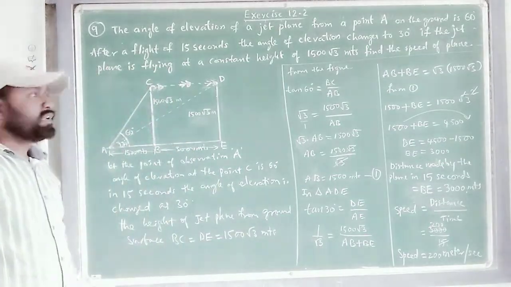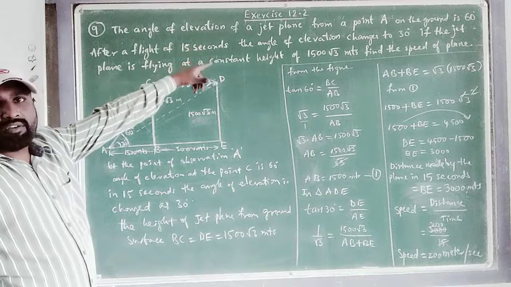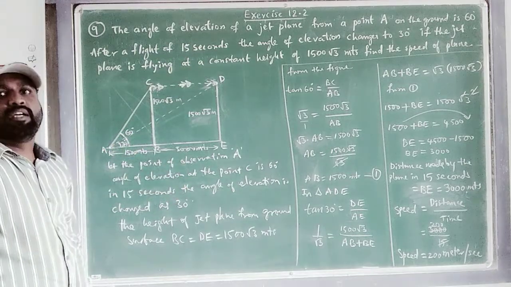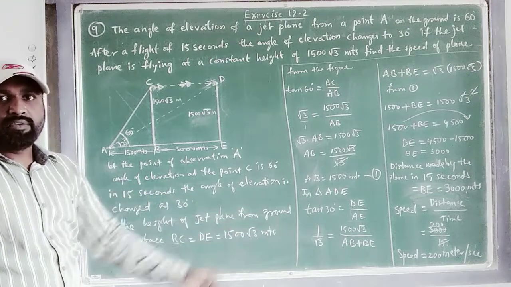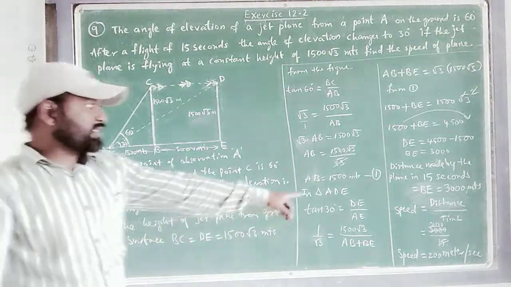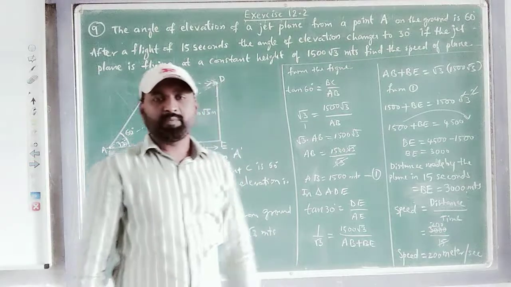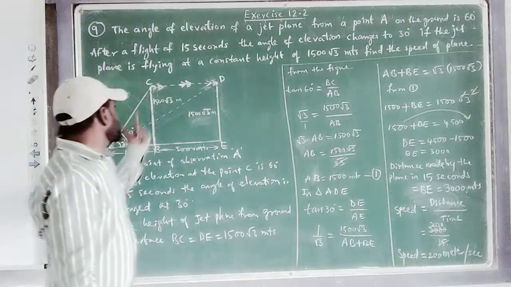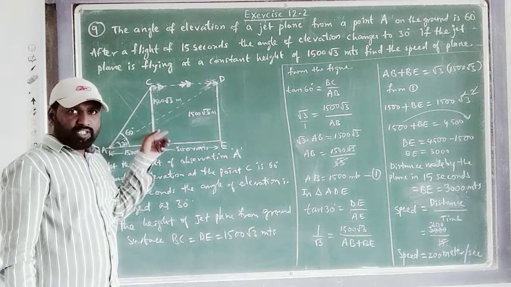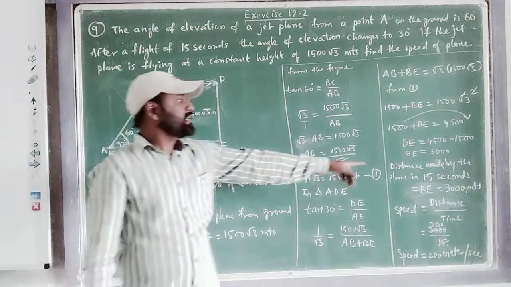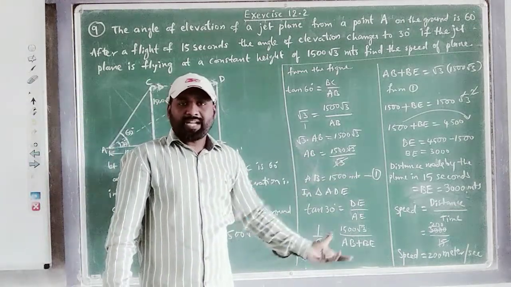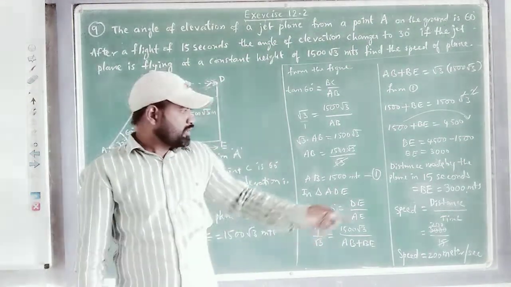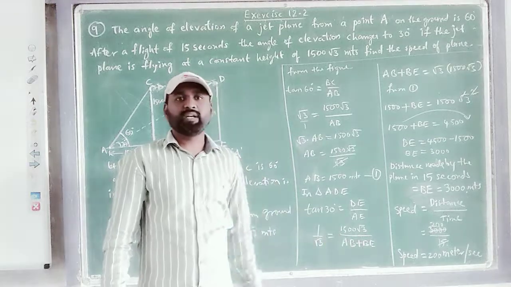Hope you all understood. Very simple. Just read the question properly, draw the figure, assign the values in the correct position, apply the trigonometric ratios and do the simplification. At last, the speed formula you know: distance by time. In the question, time is given but distance is not. Using the trigonometric ratios, we got the distance as 3000. To make that distance, the flight took 15 seconds. So distance by time gives the speed of that flight.